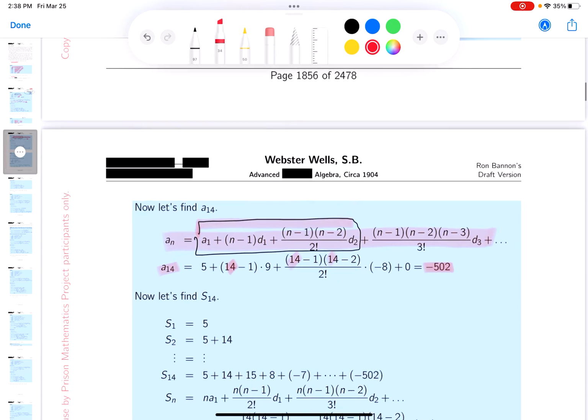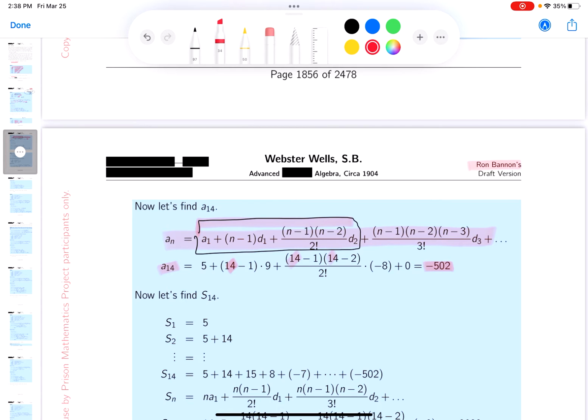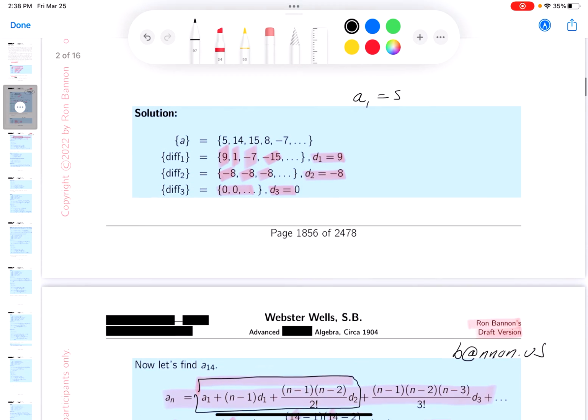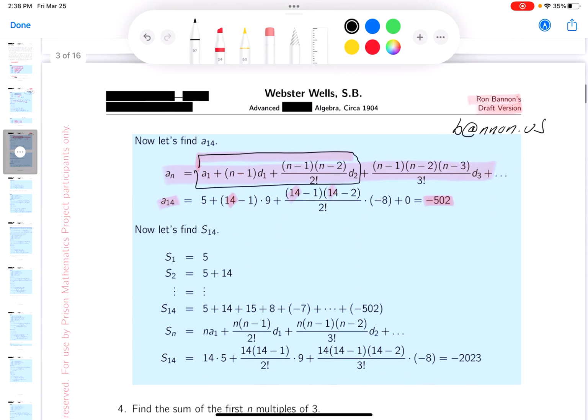Again, if for some reason you're not getting that number, maybe I made a mistake. I don't think so, but maybe I did. Reach out to me. Let me know. I'll check. All right. Now what do they want? They want the sum of the first 14 terms. Let's go back over here.